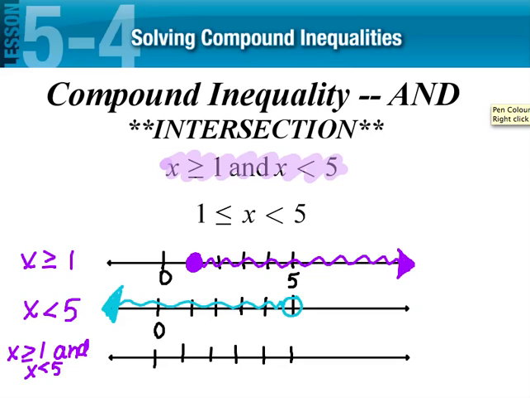Is 0 shaded in both graphs? No. Where's the first point that is shaded in both graphs? 1. Is 2 shaded in both graphs? What about 3? What about 4? What about 5? No. 5 is not shaded in the bottom graph. So we're going to use an open circle there. Okay? So with and, you're looking for what's in common. What's shaded both ways.